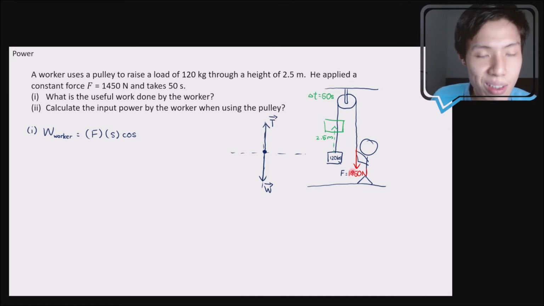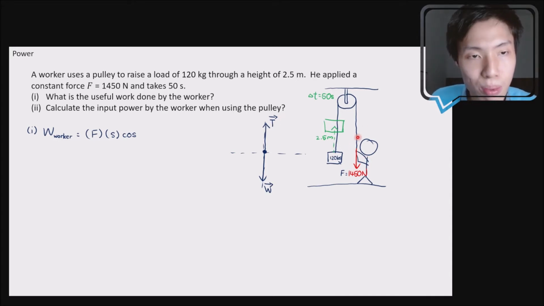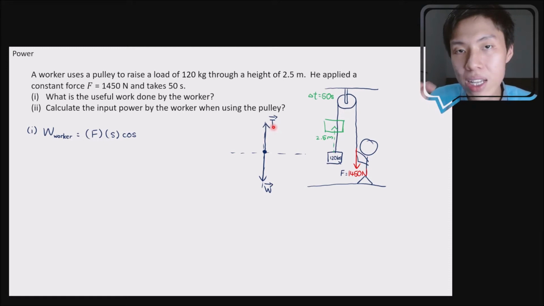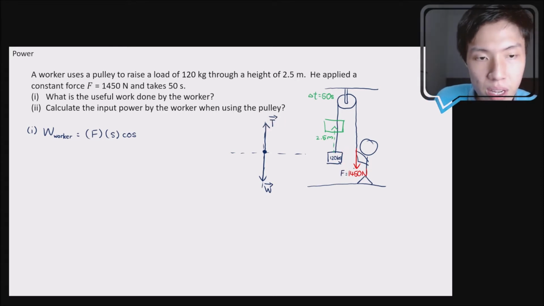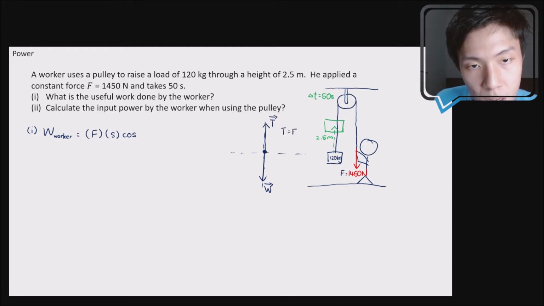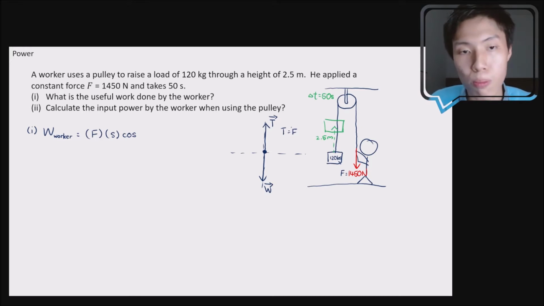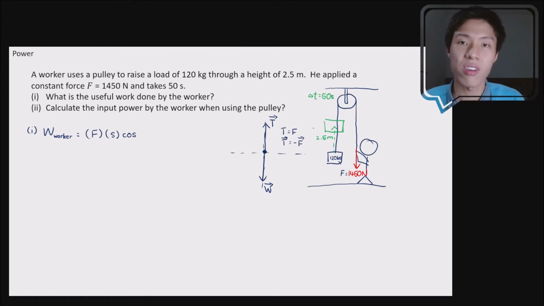The external force indeed is pointing downwards, but the force is being transmitted over the rope, and technically what is exerted on the block is the tension. But the magnitude of the tension and the magnitude of the external force are the same. So let me write it down. The tension should be equal to the external force in terms of magnitude, but the tension and the external force are in opposite direction. You can write it like this.